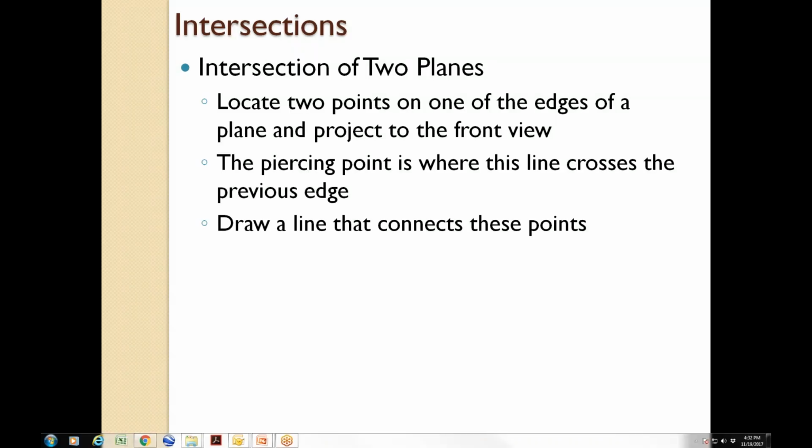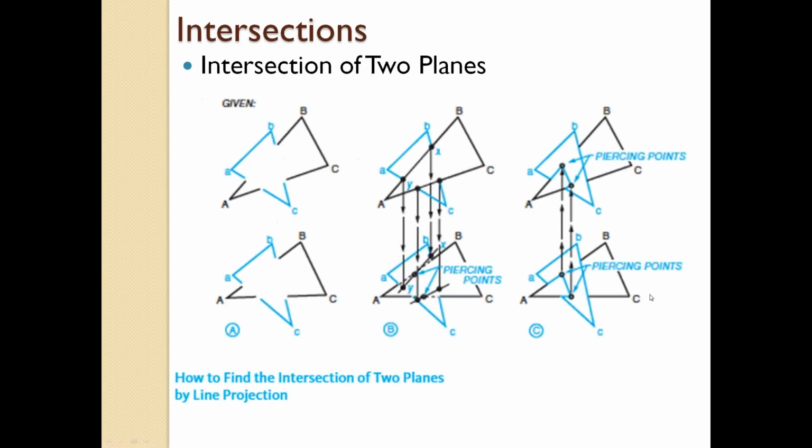Welcome back, everybody. Let's talk about the intersection of two planes. For the intersection of two planes, you have to locate 2 points on one of the edges of the plane and project to the front view first. And the piercing point is where this line crosses the previous edge. Draw a line that connects this point.